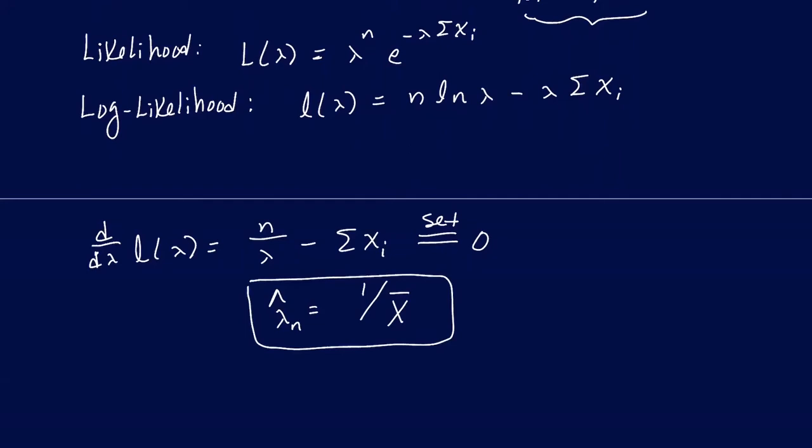I guess we should check that we did maximize it and did not minimize it. So if you look at the second derivative, you get minus n over lambda squared, which is always negative, which means that we have something that is concave down, and we did in fact maximize and not minimize the likelihood.